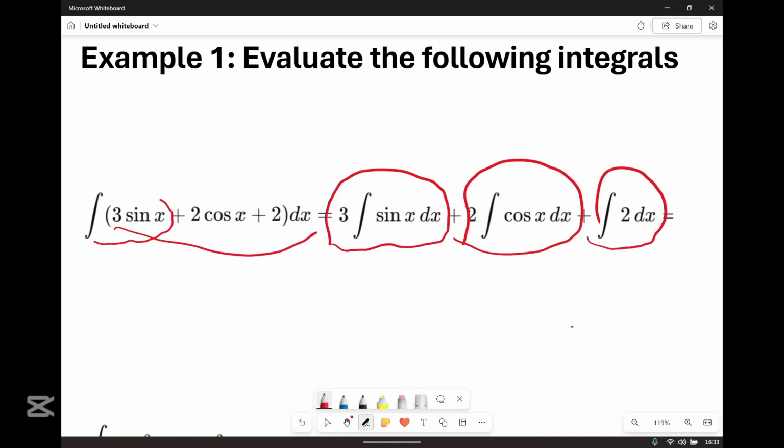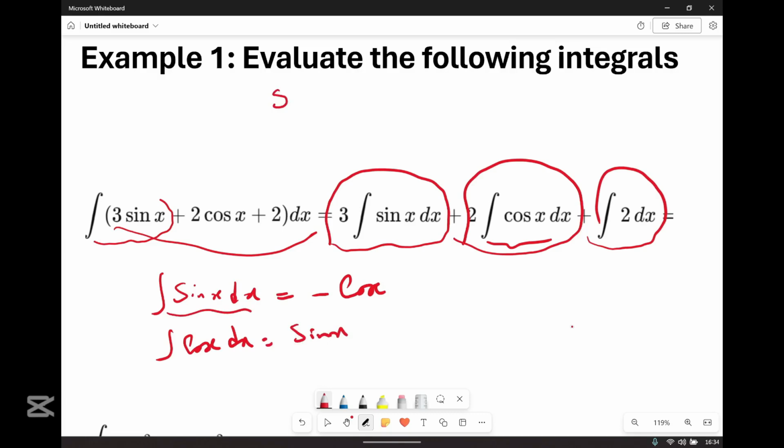In here, the integration of sine x dx is exactly minus cosine x, and the integration of cosine x dx is exactly sine x. Exactly, guys, we had sine x, the derivative is cosine x, but in integration, the procedure is the inverse of that. Therefore, the integration of sine x is minus cosine x.